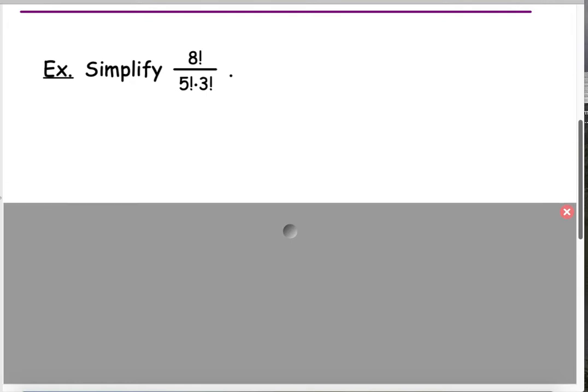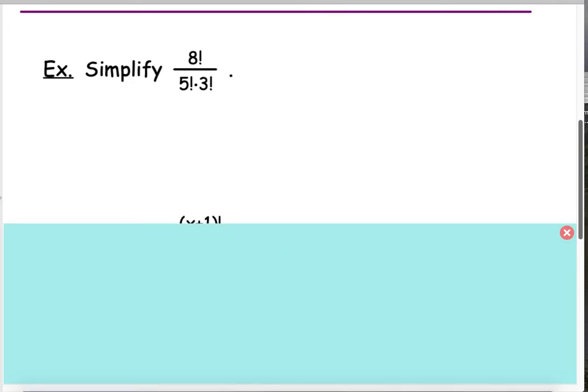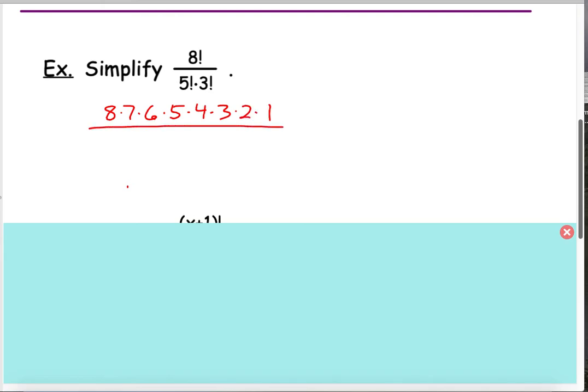Alright, what if I ask you to simplify 8 factorial over 5 factorial times 3 factorial? Alright, so let's write out what's 8 factorial. It's 8 times 7 times 6 times 5 times 4 times 3 times 2 times 1. Divided by, what's 5 factorial? 5 times 4 times 3 times 2 times 1. And then times 3 factorial, 3 times 2 times 1.